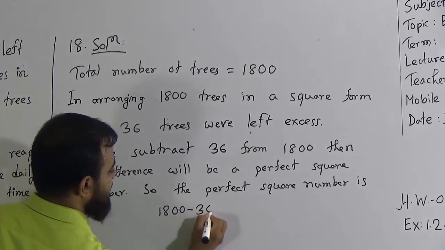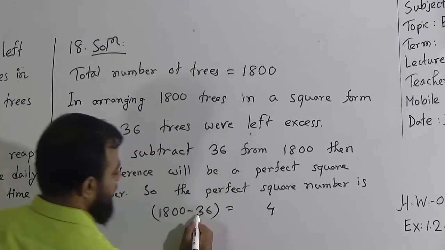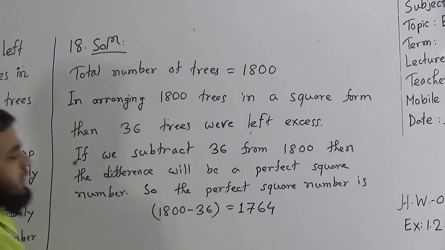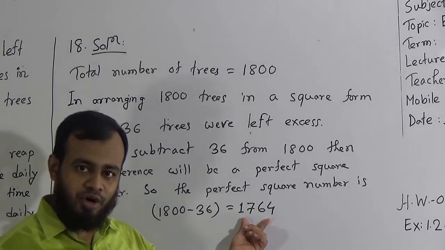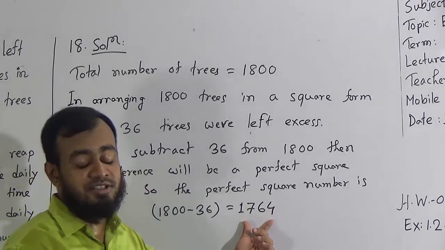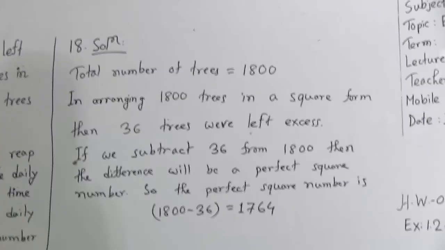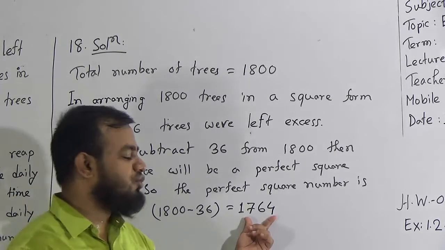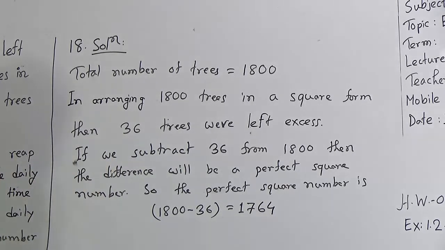1800 minus 36. That's equal to how much? It is 1764. So 1764 trees can be arranged in the square form. This is a perfect square number, and we know that these 1764 trees can be arranged in a square form. And how many rows are there, and in each row how many trees are there? We need to find out the square root of 1764. Find out the number of trees in each row. Okay.